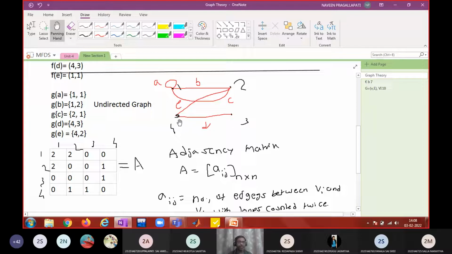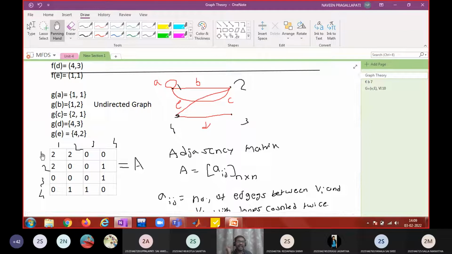Similarly, from 4 to 1 there is no edge, 0. From 4 to 2 there is only one edge, so 1. From 4 to 3 there is only one edge, and from 4 to 4 there is no loop, therefore 0. Now you can see it is a symmetric matrix, and each row sum is equal to the degree of that vertex. And what do you mean by degree?